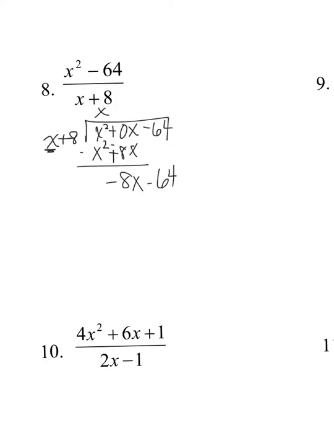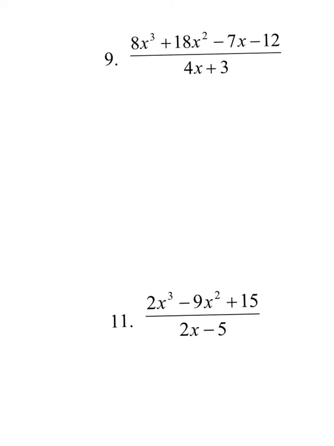And then x goes into negative 8x, negative 8 times. So you get negative 8x minus 64. And again, we're going to subtract, so it becomes plus plus. So it's 0. So x squared minus 64 divided by x plus 8 does give me x minus 8. This is the key part of this problem. You have to have every degree represented.